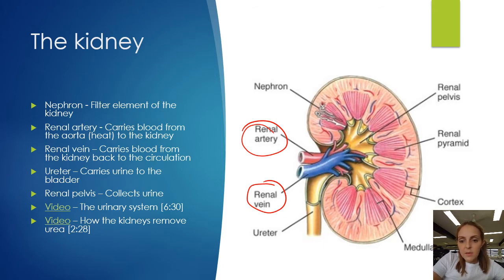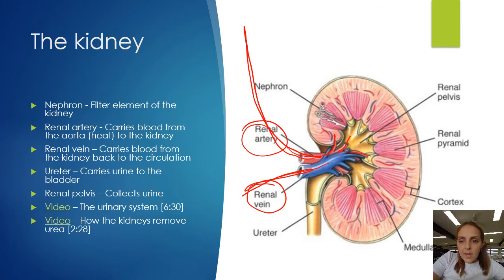So this is the artery that branches off the aorta, carrying oxygenated blood, and the vein that travels back to the vena cava, carrying deoxygenated blood. So that nice blood comes in here to be filtered by the kidney constantly. That's the job of your kidney, doing it all the time.